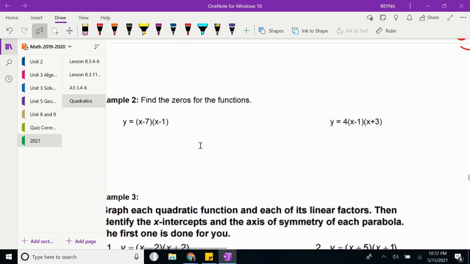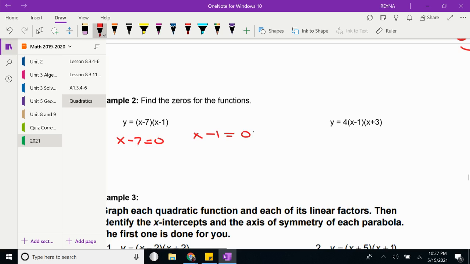Okay, so this one says find your zeros. So how do I do that? Super easy. All you do is you take your first binomial and you set it equal to 0. And then you take your second binomial and set it equal to 0. So if I were to solve for this, what would x equal? Well, I add 7 to both sides. These cancel out, and I get x equals 7. And it's as easy as that. So that means you have a 0 at 7.